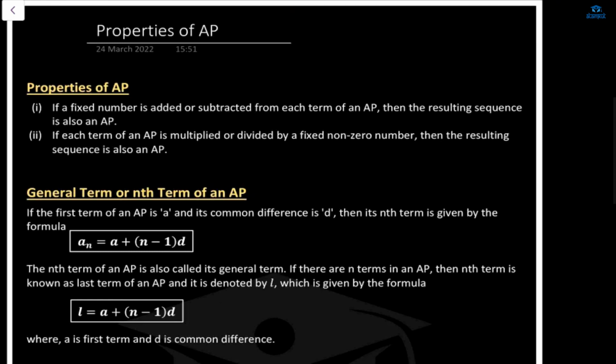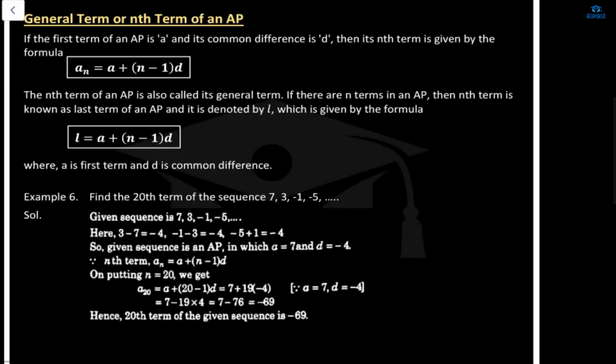Will the new sequence be an AP or not? That time I've already explained to you what a general term of an AP is, and this AN can be represented as L also. When you are finding just the last term, then only you will write L there. Else always write AN.